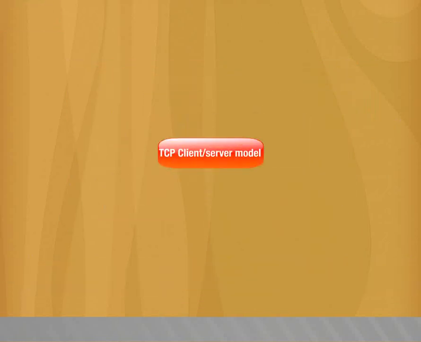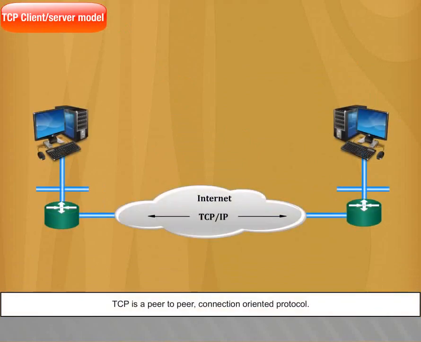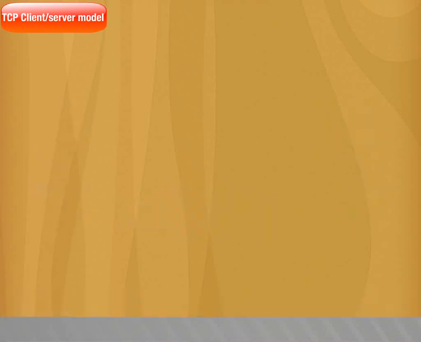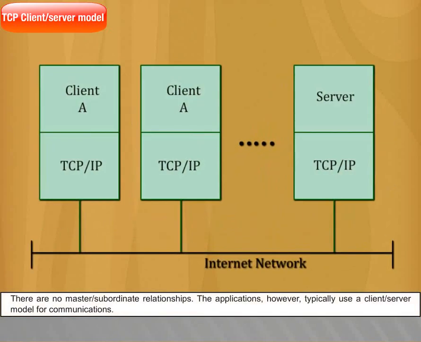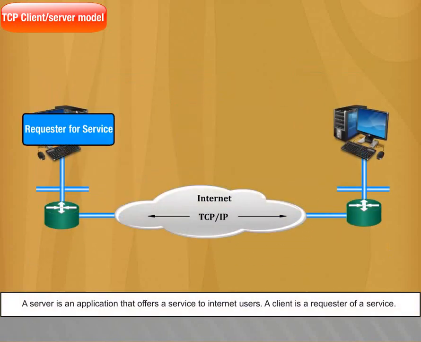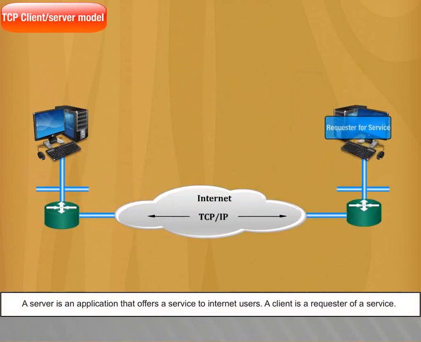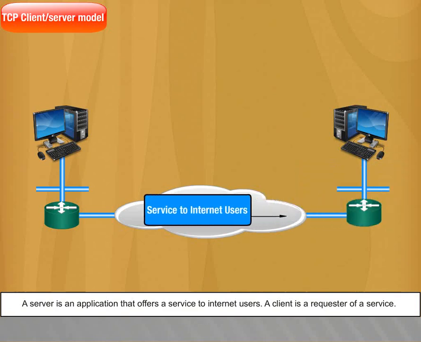TCP client-server model. TCP is a peer-to-peer connection-oriented protocol. There are no master or subordinate relationships. The applications, however, typically use a client-server model for communications. A server is an application that offers a service to internet users. A client is a requester of a service.